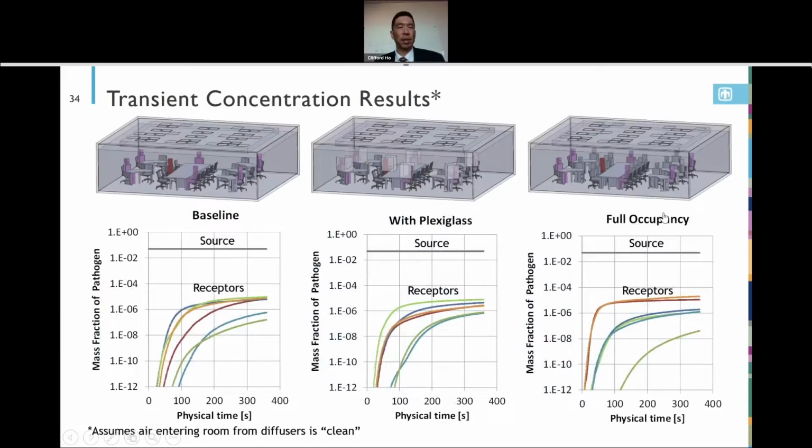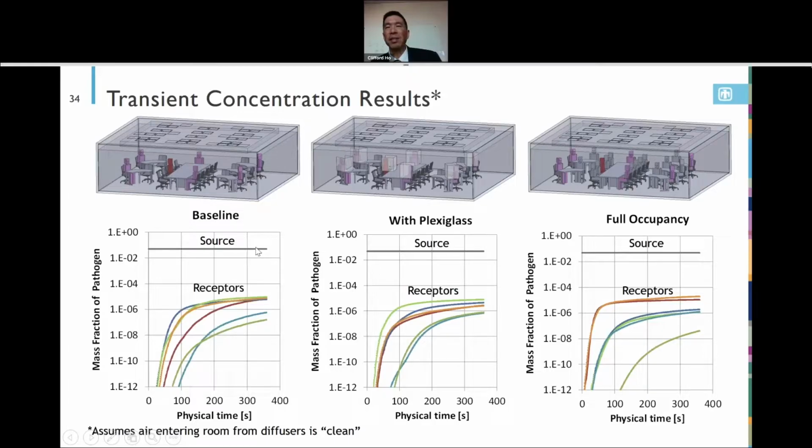So when we look at the concentration, the time varying mass fraction of pathogen for the various scenarios, on the left is the baseline. You can see for the various receptors in the room, we chose the same receptors in each of the scenarios, even if there are more occupants. You can see that the mass fraction increases with time. The source that was emitted by the infected individual is up here. That's sort of your reference case.